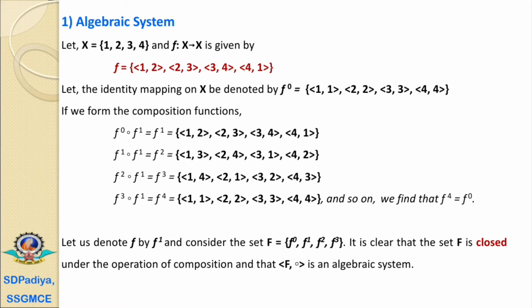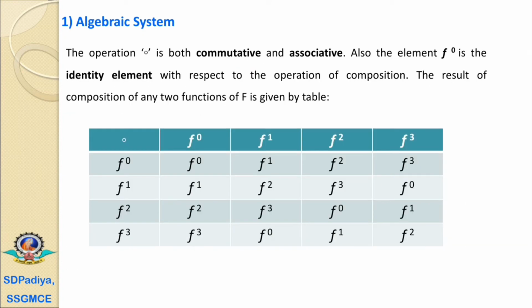It means that when we perform the composition for the set of 4 elements 1, 2, 3, 4, then after 4 intervals it repeats the answer. Only 4 different answers will occur: f raised to power 0, f raised to power 1, f raised to power 2 and f raised to power 3. Then after that it will repeat again: f raised to power 0, f raised to power 1, f raised to power 2, f raised to power 3, and like that.